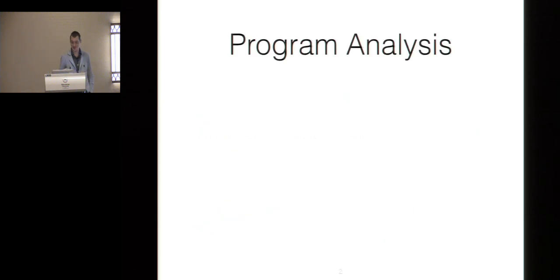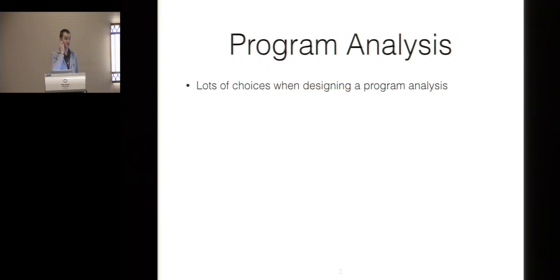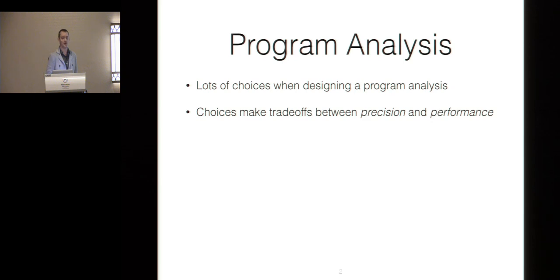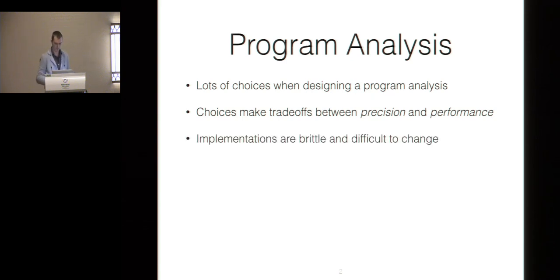Okay, so let's start. Program analysis. You're designing one, and there's lots of choices that you have to make when you're designing this program analysis. And the reason is because a lot of these choices that you make, there's no strictly better choices than others, and the reason for this is that you're constantly trading precision for performance. Do I make it context sensitive? Do I make it flow sensitive, path sensitive? There's no right answer. It depends on your application.